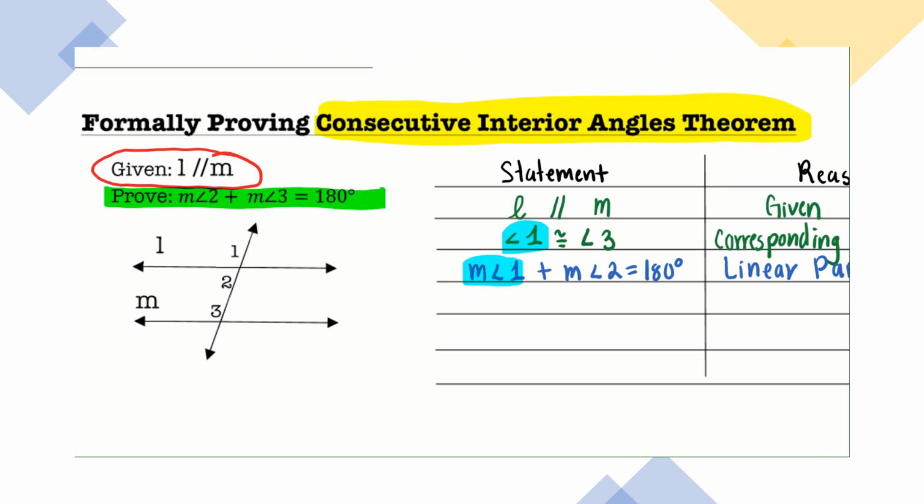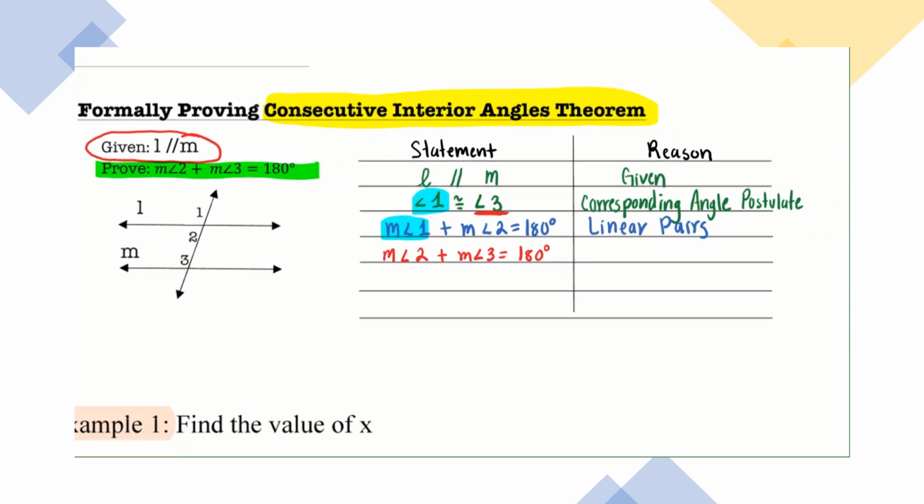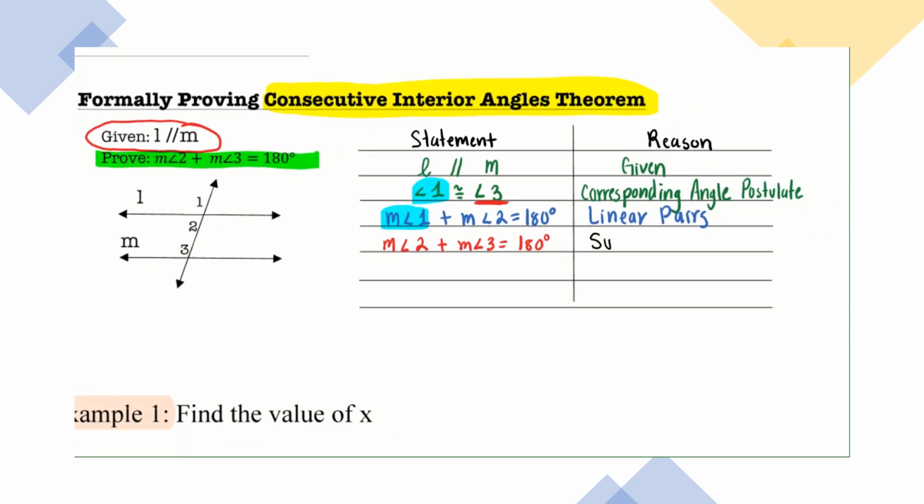All right, so I have two different statements here. Let's see how I can connect them. Well, we know that angle 1 is congruent to angle 3. So I can substitute angle 3 into that equation that I have. So we're going to substitute angle 1 with angle 3. And that gives me exactly what I'm trying to prove.